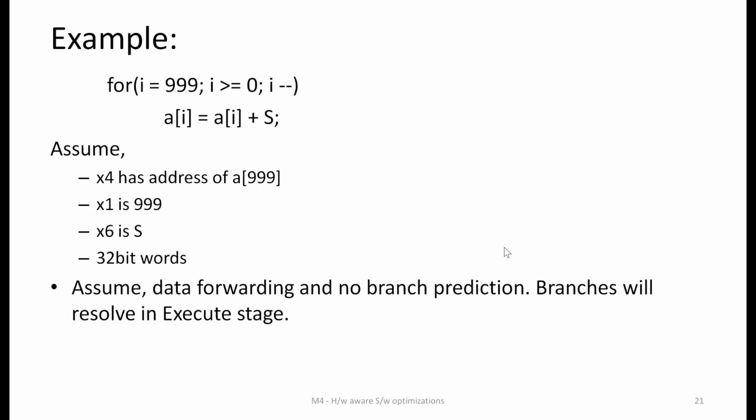Also, for simplicity in explanation, let's assume that there is data forwarding but nothing specific related to control instructions. That means there is no branch prediction, or we are not trying to resolve the branches from the execute stage and do that in the decode stage. The simple regular branch flow, wherein we are going to resolve the branch in the execute stage and decide the next PC value in that stage. So let's look at the RISC-V code.